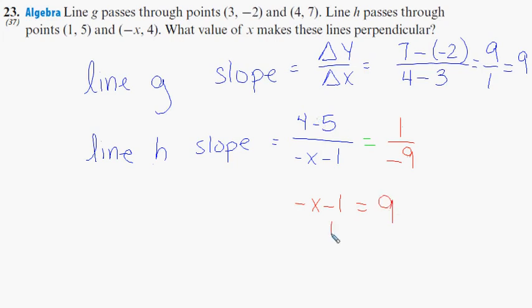Now we can solve for x. We have plus 1. Now we have negative x is equal to 10. So x must be equal to negative 10. All right? That was not so bad once you had an attack plan, right?